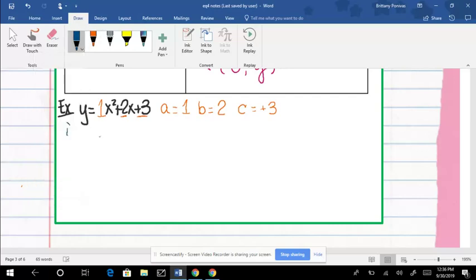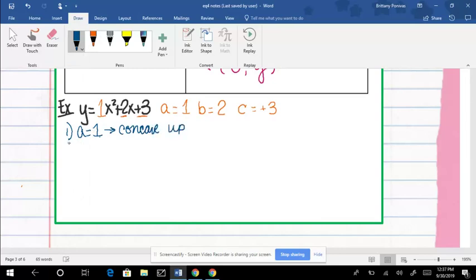So concavity is based on your A value. And in this case, we said A was 1. It is a positive A, a positive 1. So a positive A value tells you that this graph will be concave up.